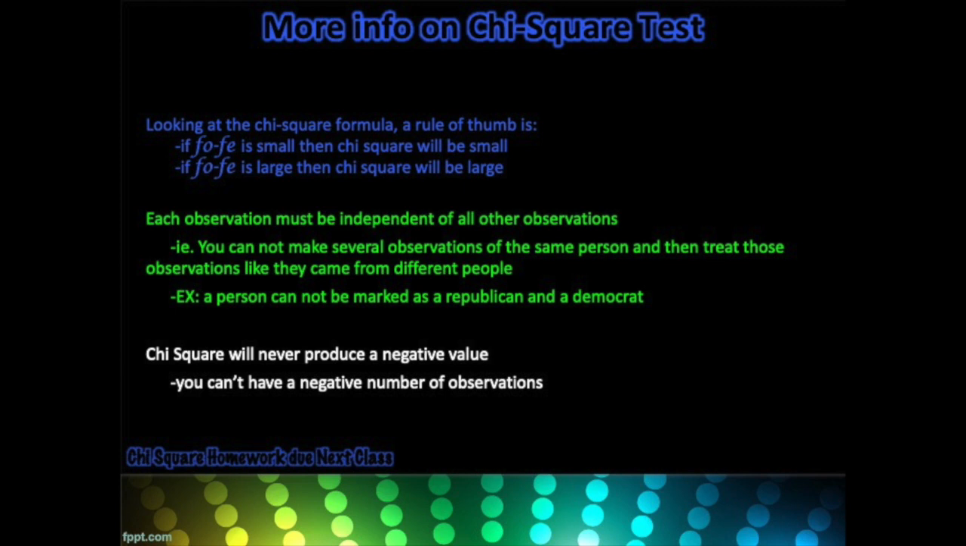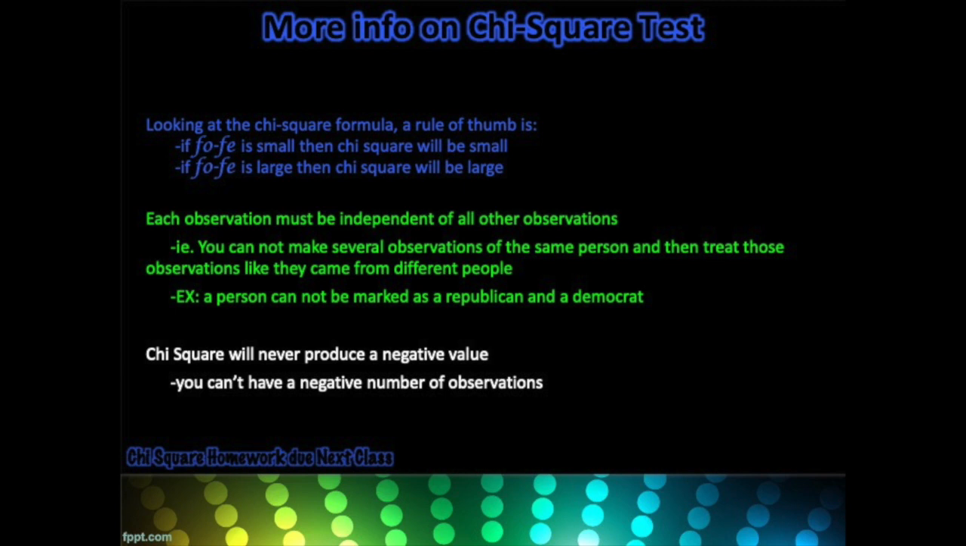Another thing to note, and this is important for quizzes, is each observation must be independent of all other observations. In other words, you cannot make several observations of the same person and then treat those observations like they came from different people. So a person cannot be marked as a Republican and a Democrat. A person can't say that they prefer In-N-Out and McDonald's. They have to choose one. So that makes it an independent test.